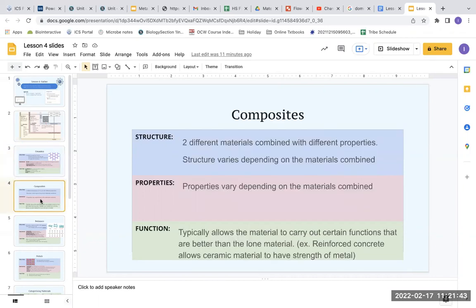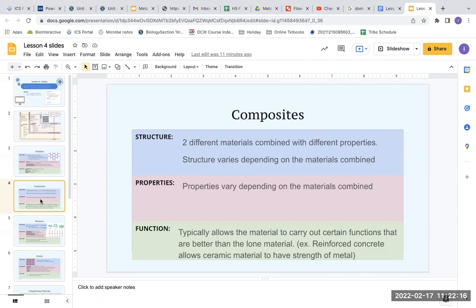And then composites. Composites are made up of two different types of material being combined. The structure of it really depends on what type of materials are being combined. Sometimes they can be in layers and compressed. Sometimes the two are just stirred and mixed in. So it really depends, and the property also varies a lot depending on what type of materials are involved.